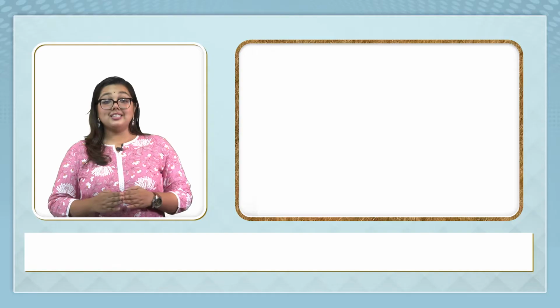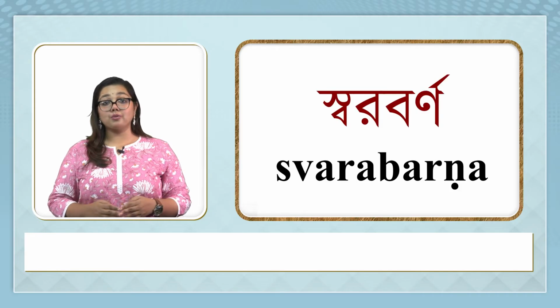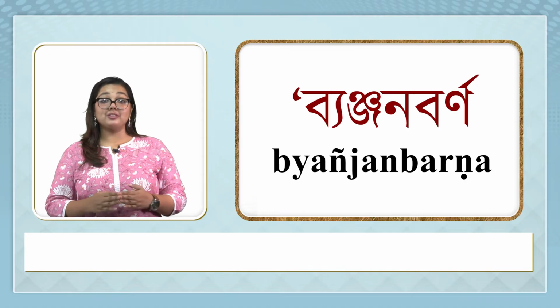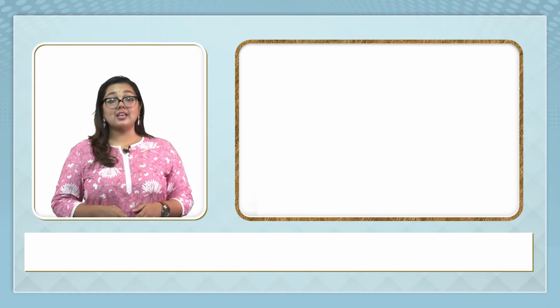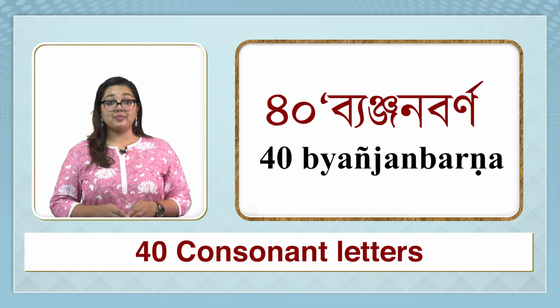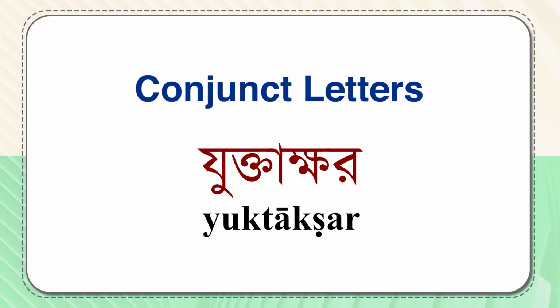In today's class, we will have a look into the Bangla Shoroborno, that is vowel letters, and Banjan Borno, that is consonant letters. The Bangla script features 11 Shoroborno and 40 Banjan Borno. Bangla writing goes from left to right. Conjunct letters or Juktakhor are also formed by combining two or more consonants.